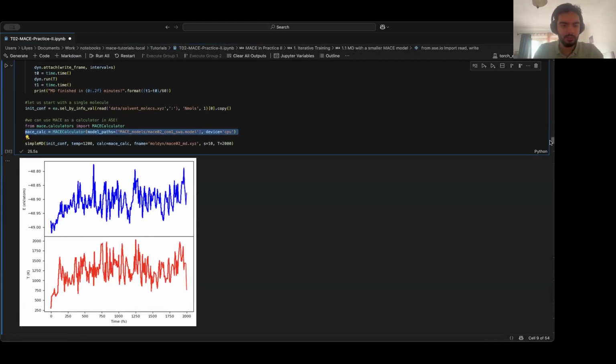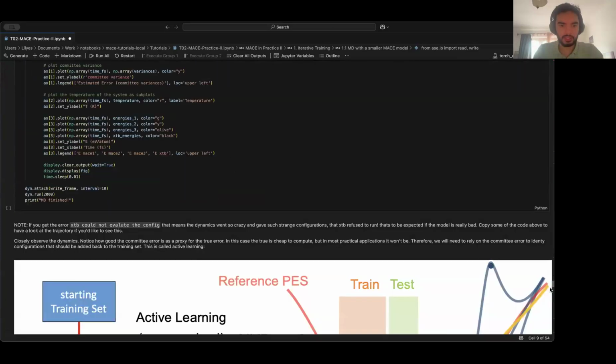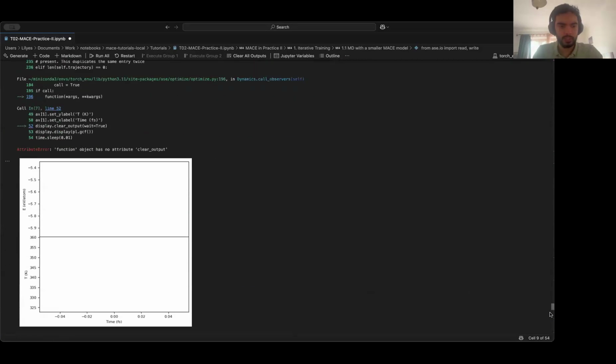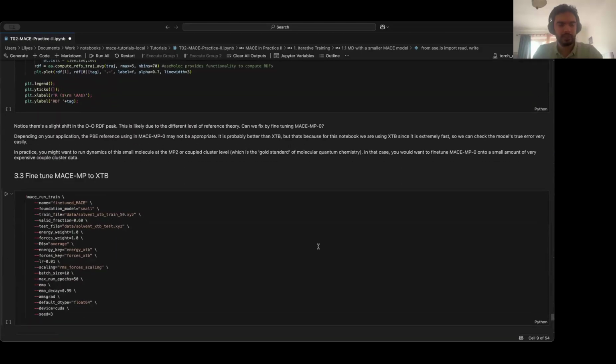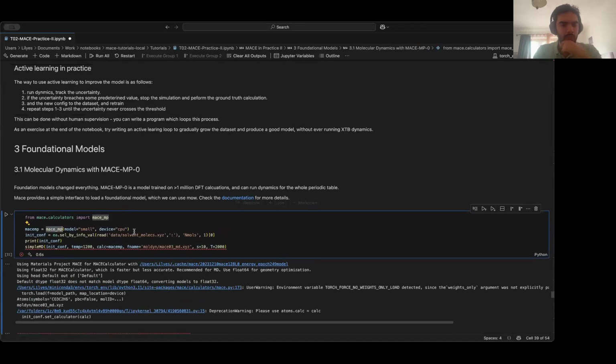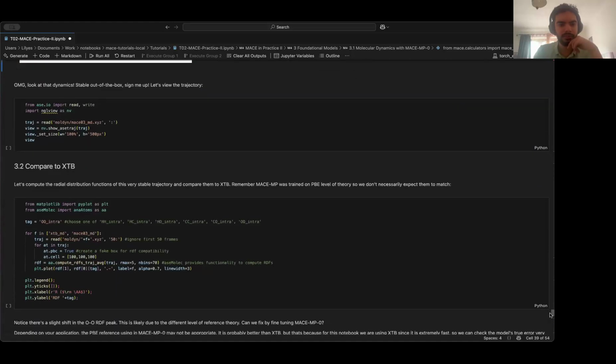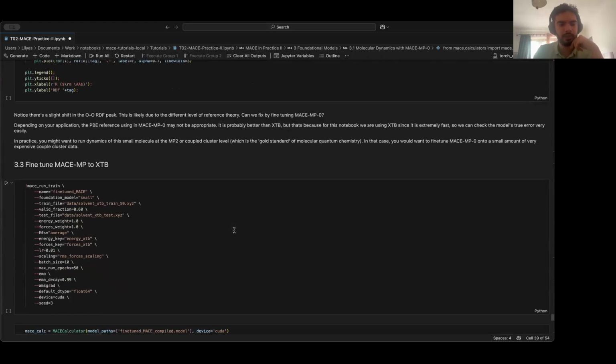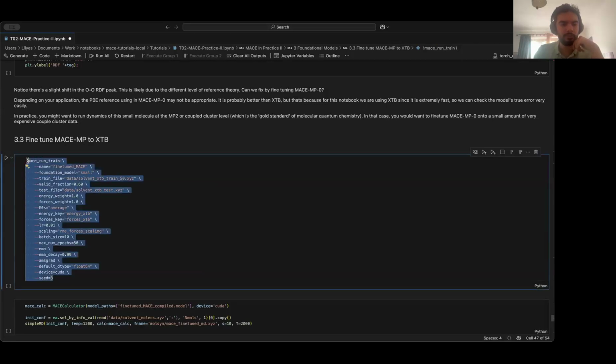Before finishing, I would like to also go over the fine tuning. So let's say you have your foundation model. Here it's MACE MP. You can import the foundation model, and then you will have out of the box a calculator that you can run MD with, without training. And if it's not accurate enough, you can fine tune it. The way to fine tune it is with the same interface as before. So you still use mace run train, but you just need to specify a foundation model too.